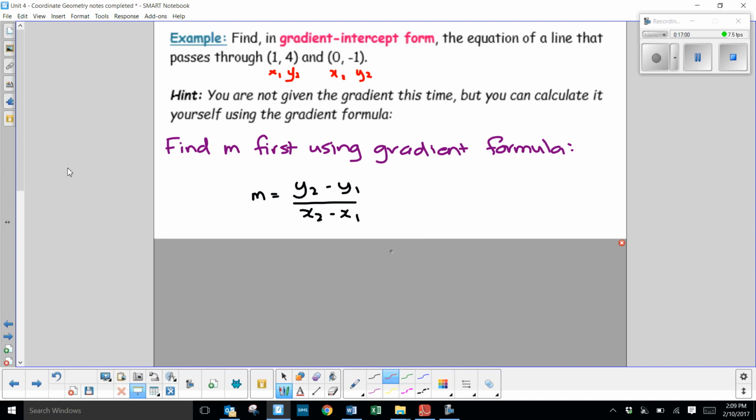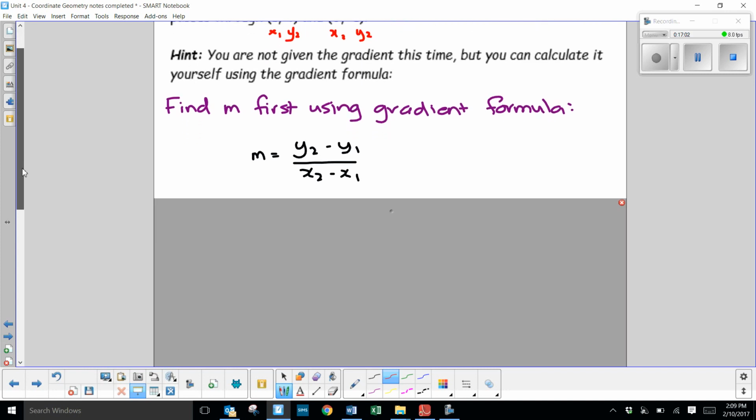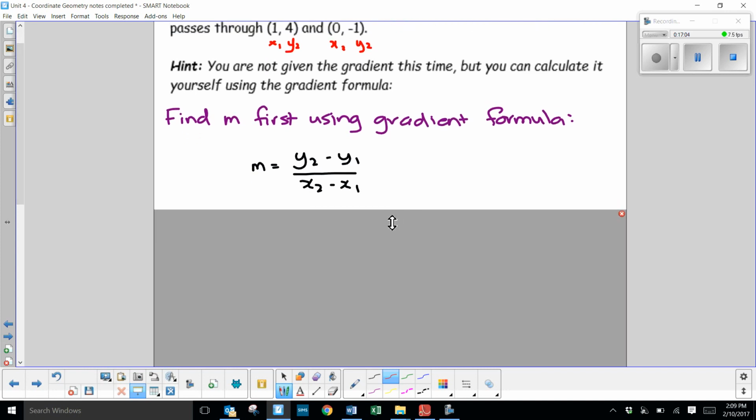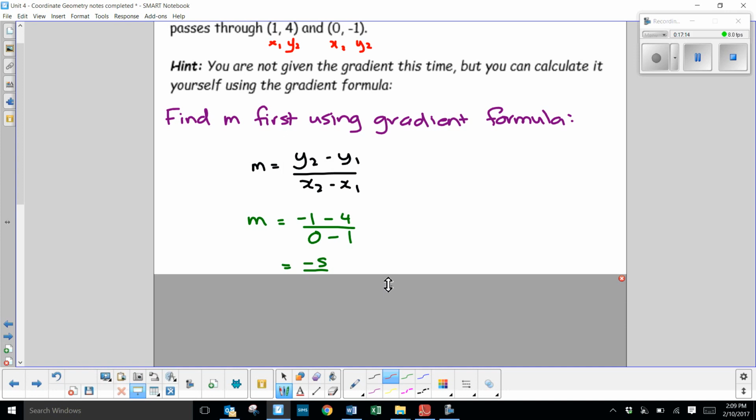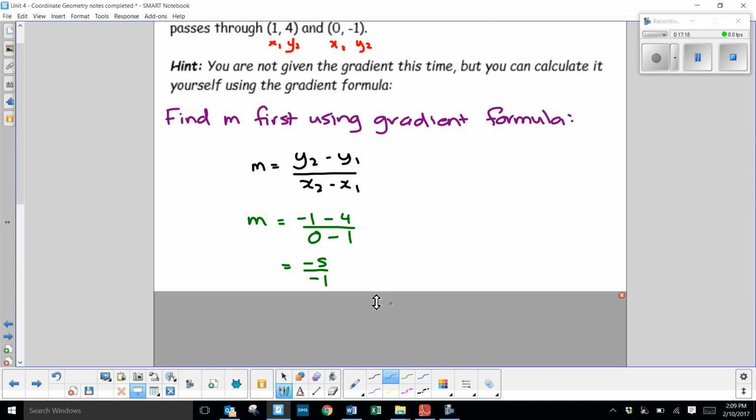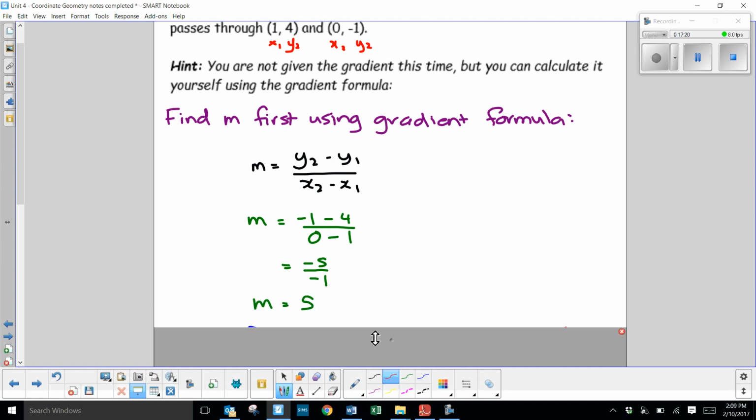Substitute in the values, y2 minus y1 over x2 minus x1. The numerator is -5. What would be the denominator? That's right, it's -1. -5 divided by -1 is +5. So we've got a gradient of +5. Lovely. So we can say so far we know our equation is y equals 5x plus c.